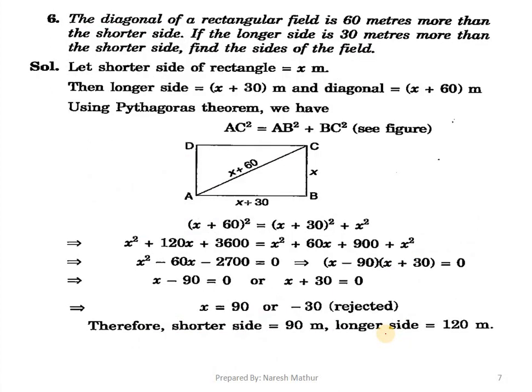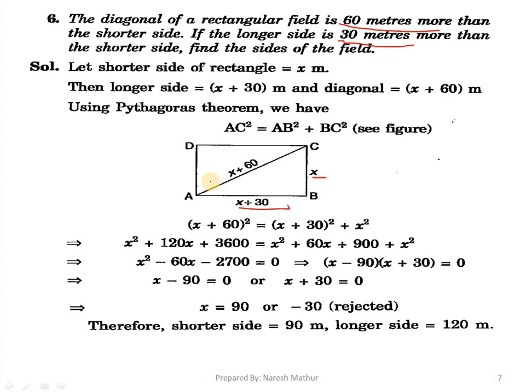Now this question is a geometry or Pythagoras based question. In this we are given a rectangular field whose diagonal is 60 meter more than the shorter side. Let's say ABCD is a rectangle and BC is the shorter side and AB is the longer side. Let the smaller side be x. Then the diagonal is given as 60 meter more than the shorter side, so it will be x plus 60, and the longer side is 30 meter more than the shorter side, therefore AB will be x plus 30.